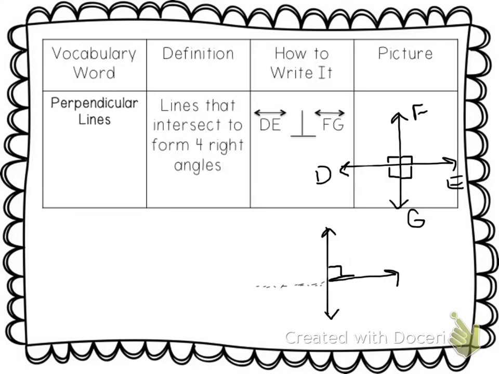Let me go back. The way that we write that is using this little funny looking symbol right here. So we write line DE, we write line FG, and we put that symbol in the middle. And the way that we would say that is we would say that line DE is perpendicular to line FG. So that symbol that I circled in yellow means perpendicular.